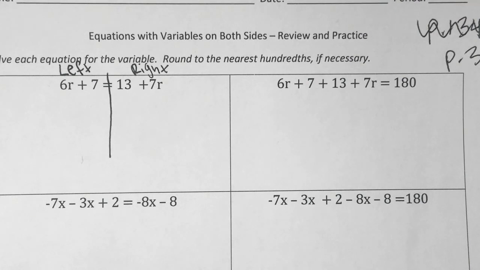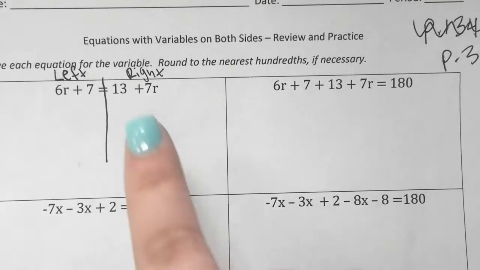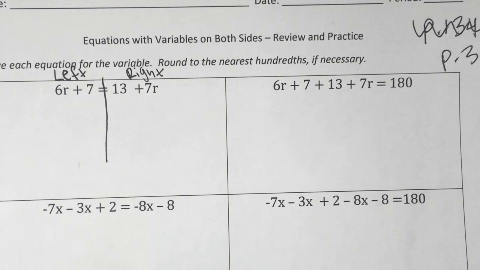I've got a poster in the back of my room that says how to solve equations. I'm just reading the steps off of that. You guys have similar notes in your binders if you have me for math class. The very first step when we're solving equations is to combine like terms. So I'm going to look at each individual side and see if I can combine any terms.